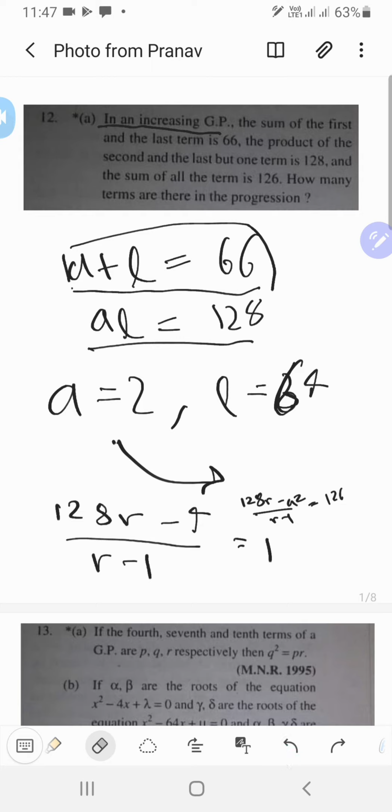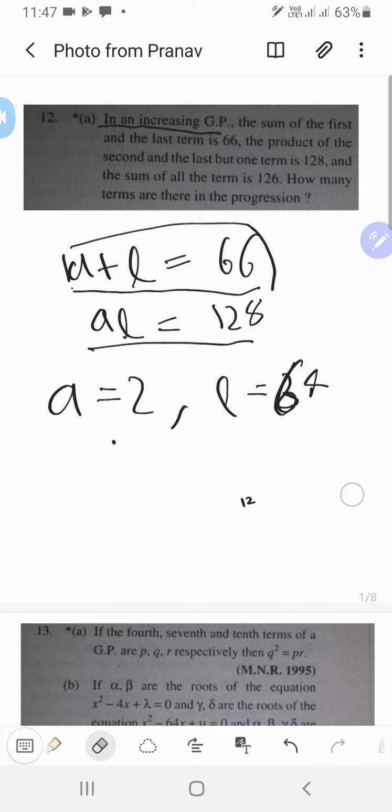Alright, so you have 128 minus a square upon r minus 1 equals 126. So that's going to go there. So it's supposed to be minus 4. You do get 122. You get 2r. Okay, this is almost correct. I think this is, okay, whatever. We just do it once again.